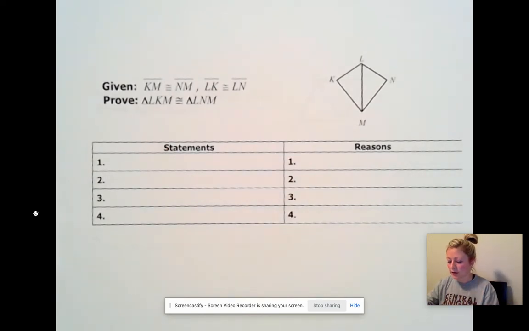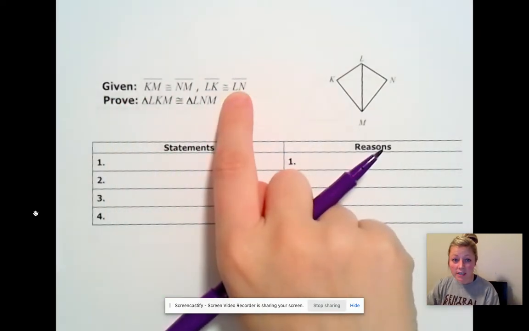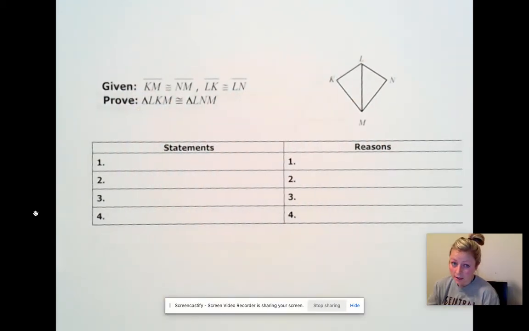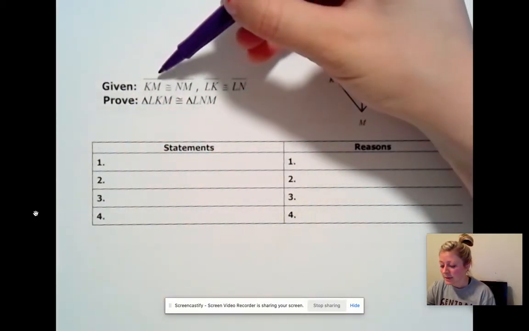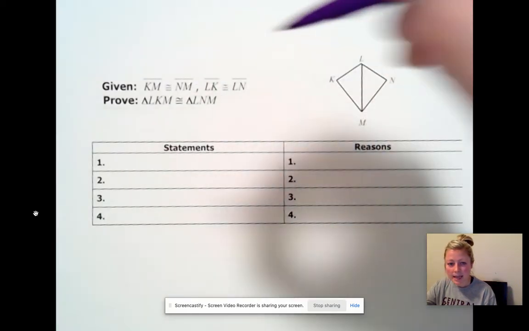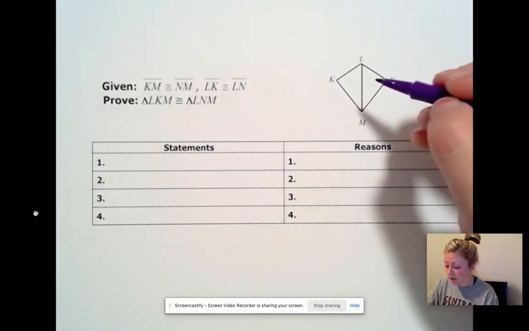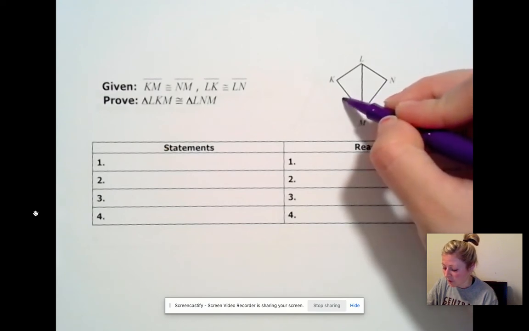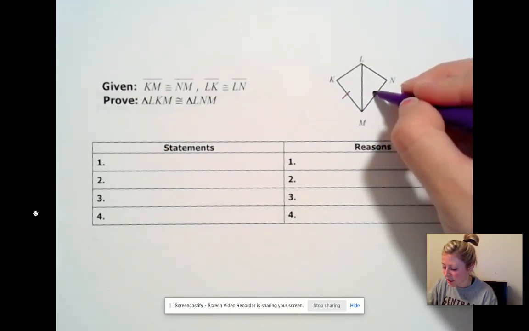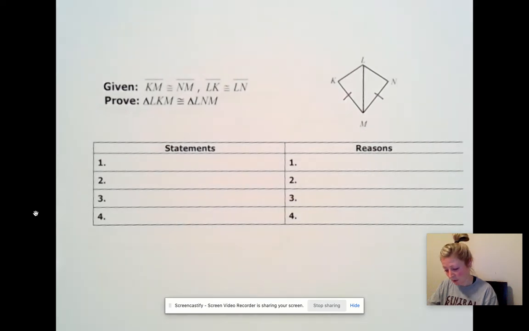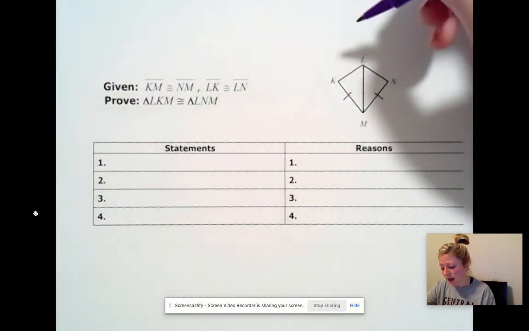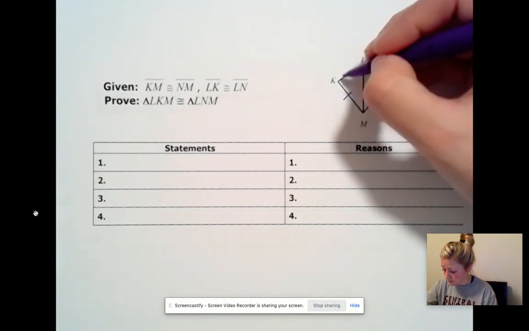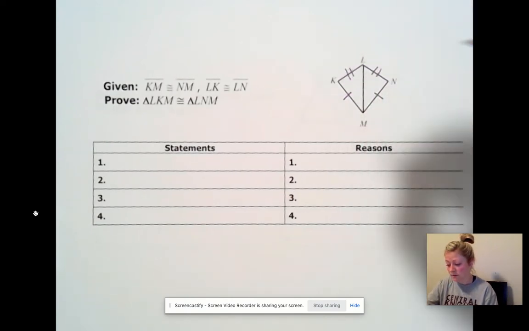So step 1, you're gonna be given free information. That's called your givens. Now with your givens, you have to mark your picture so you know what you're talking about. So this first one says segment KM is congruent to segment NM. So I'm gonna mark that on my picture. And remember, with congruent segments, you put little tick marks. So I have 1 tick mark on KM, and that matches NM. That's perfect, okay? And then we also are told that LK right here is congruent to LN. That's awesome. So I'm gonna put 2 tick marks and 2 tick marks.